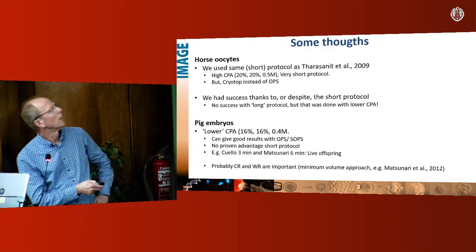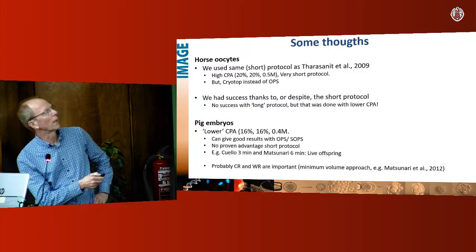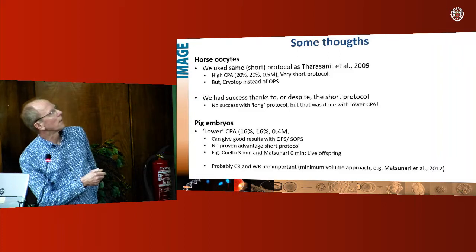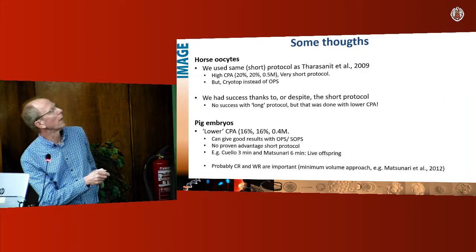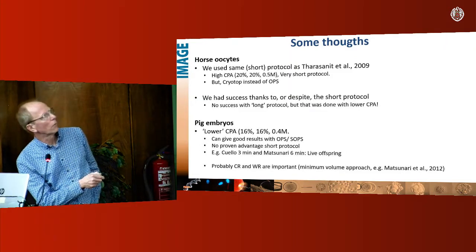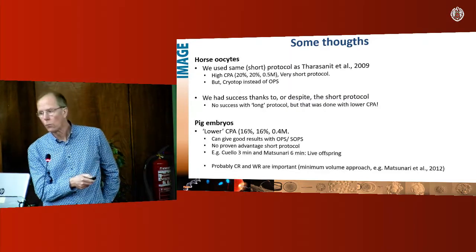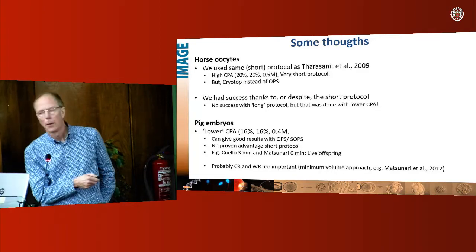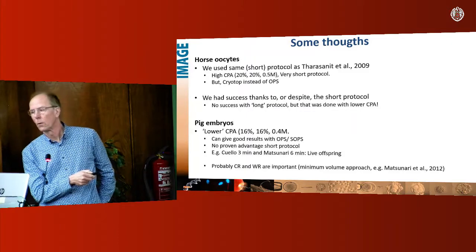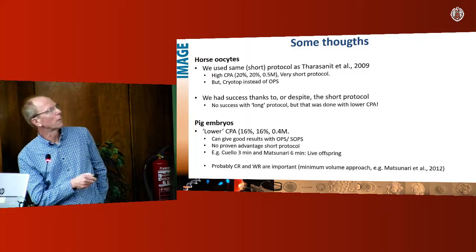So just to end with some thoughts, in the horse oocytes, we use the same short protocol as the Utrecht group. In those oocytes, people use relatively high CPA concentrations, and they use a very short protocol. But we have used the cryotop instead of the open pulled straws, and therefore, maybe, I don't know, we had success. And we had success thanks to, or despite, using the short protocol. But we had no success with the long protocol. But that comparison was not even valid because it was done at a lower CPA concentration. So the jury is still out.